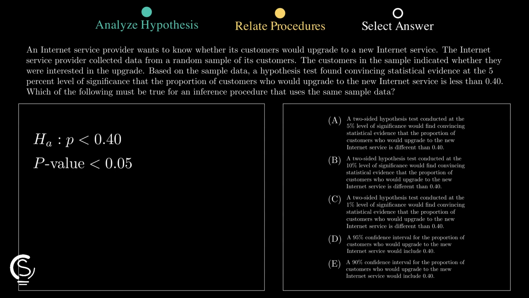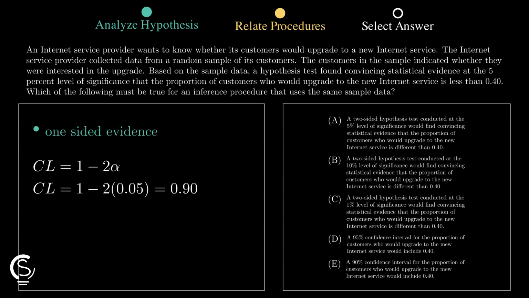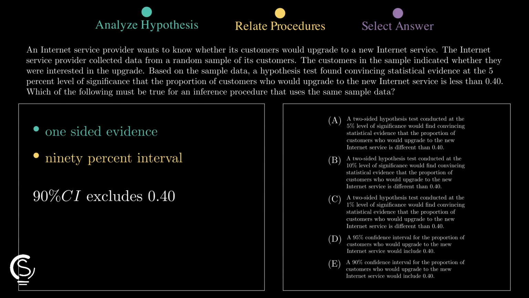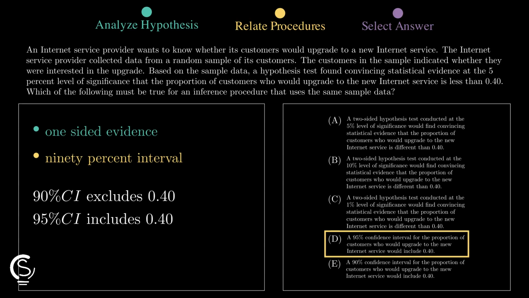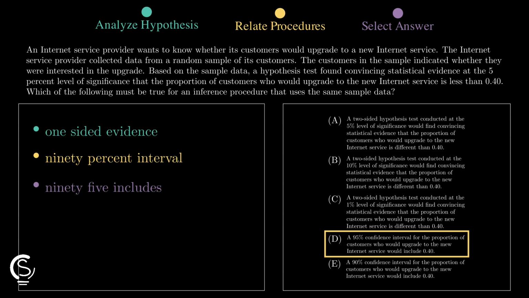A one-sided test at alpha equals 0.05 is equivalent to a two-sided confidence interval with a confidence level of 1 minus 2 times alpha, which is 90%. Since the one-sided test rejects the null at 5%, the 90% confidence interval will exclude the null value of 0.40. Thus, the 95% interval includes it.